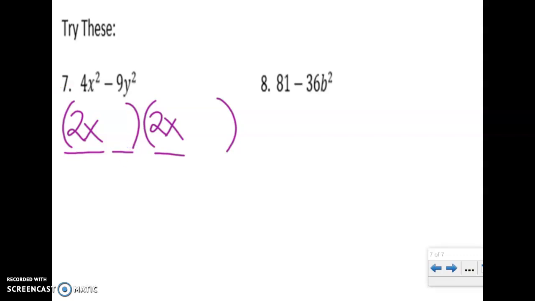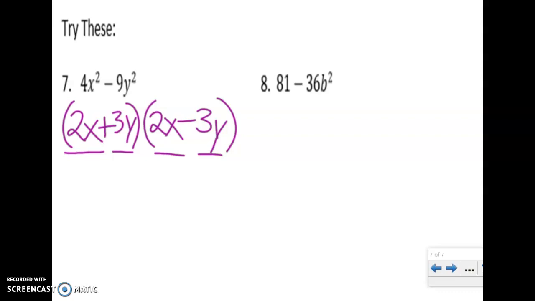Second piece. So it's got to be almost the same, right? So 9 could be broken up into 3 times 3. And then the y squared means there's two y's, one y there, one y there. And there you have it. Those would be the side lengths of that square. Now don't forget, still the same thing applies. One of these is positive and one of these is negative.